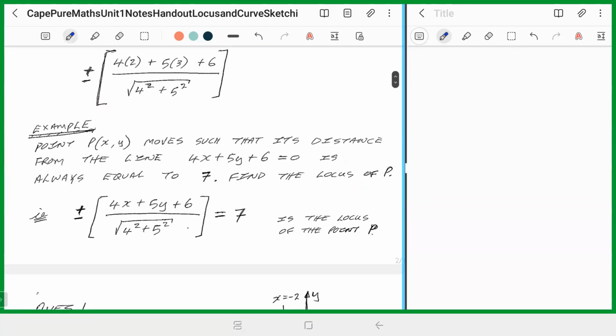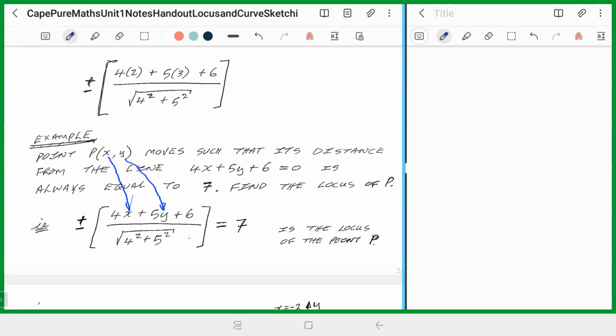It said the point x, y, so this is a locus now, moves such that its distance from this line is always 7. So plus or minus the formula for the distance. So look again, they take the expression of the equation when we put it equal to 0, and drop it in here. But the point is x, y. So it means that this x comes in here and this y comes in here.